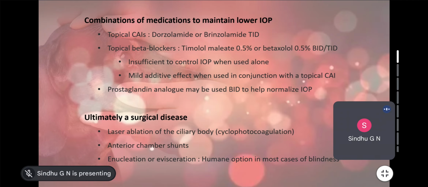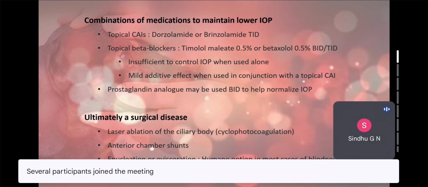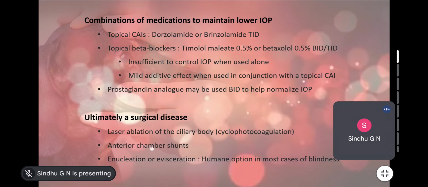Alone, these beta blockers will not be efficient to control IOP, so we have to use them as a combination. And prostaglandin analogs may be used to help normalize the IOP along with the carbonic anhydrase inhibitor. So we can use Dorzox and latanoprost or travoprost in combination if there is no uveitis.